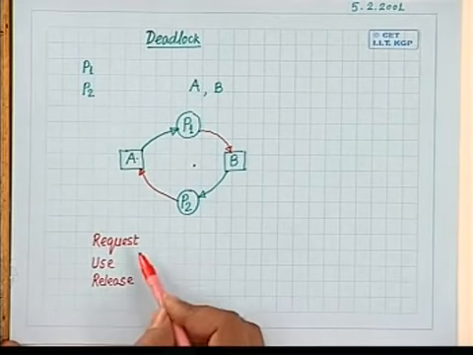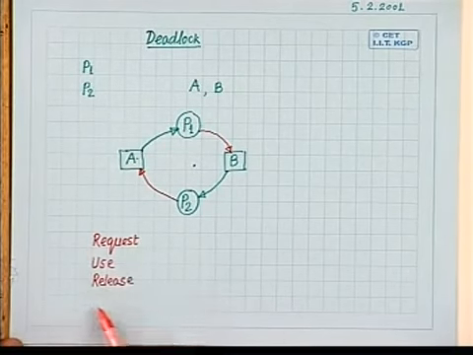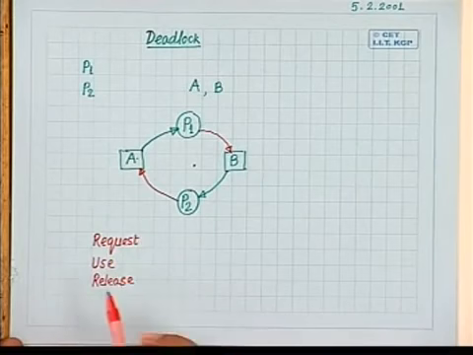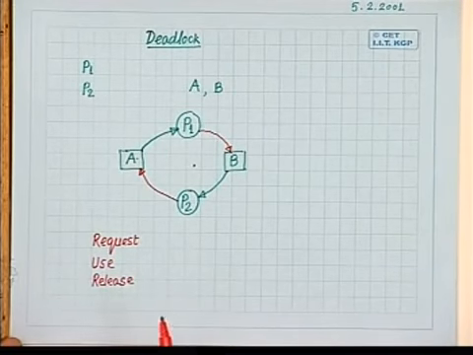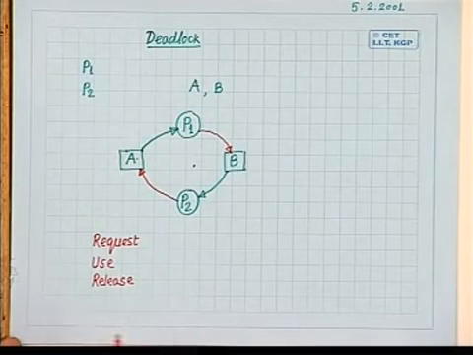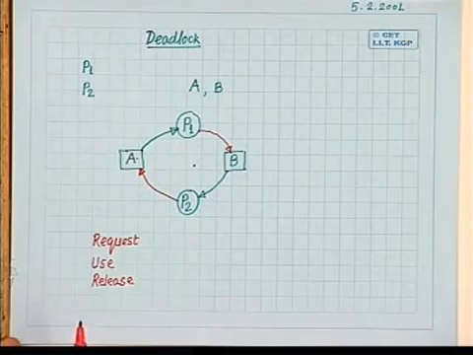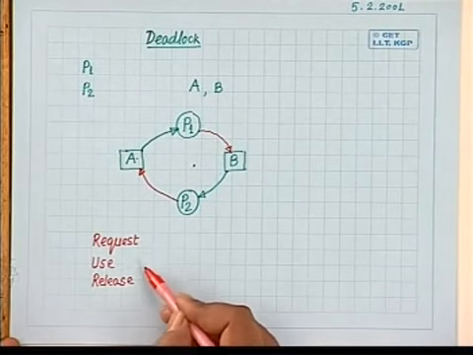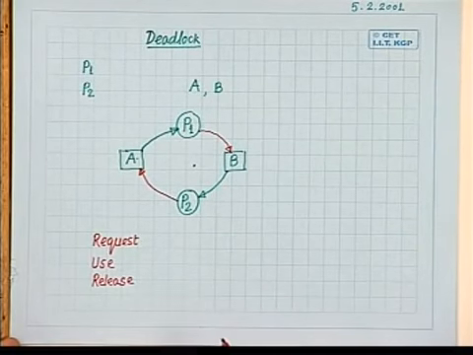Now, in order to be able to give the resources to the different requesting processes, the system must know the status of different resources. That is, which resource is free, or which resource is already allocated, and if it is allocated, to which process it has been allocated. All this information must be known to the operating system for proper management of the resources.